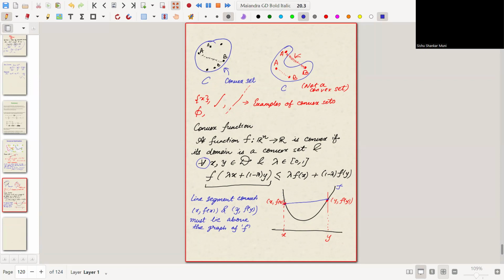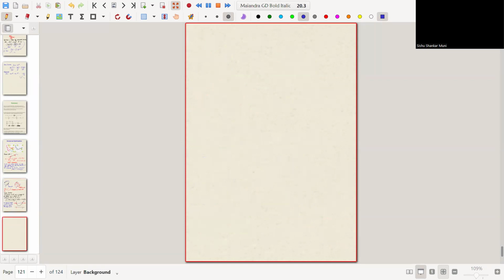So I gave you an example of what a convex set is, and I also gave you an example of what a convex function is. All right. And there is one more concept before we move on, which is unimodal functions. Unimodal functions means the function will have only one minimum or one maximum. Okay. Bimodal means you have more than one.